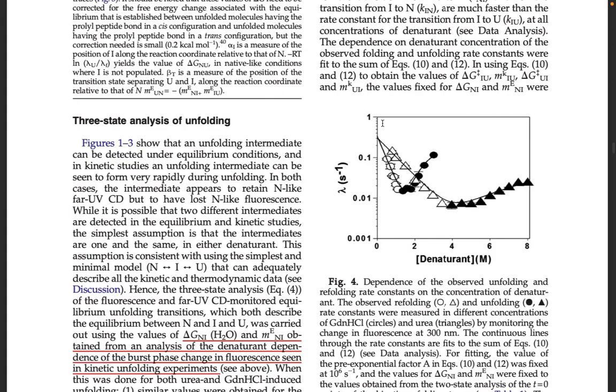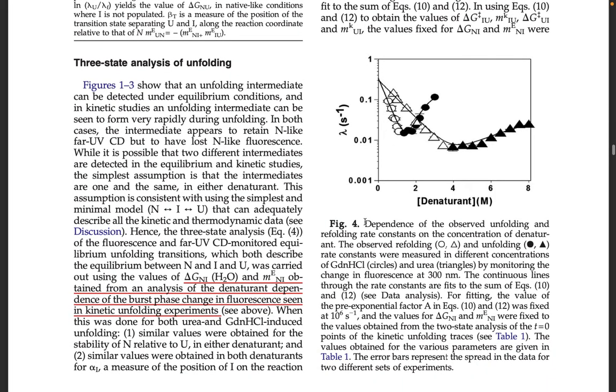So this fourth picture shows the dependence of the observed unfolding and refolding rate constants on the concentration of denaturant. The open circles and open triangles are observed refolding rate constants, and the closed circles and closed triangles are observed unfolding rate constants. We measured them at different concentrations of guanidinium hydrochloride or urea by monitoring the change in fluorescence at 300 nanometers. The continuous lines through the rate constants are fits to the sum of equations.